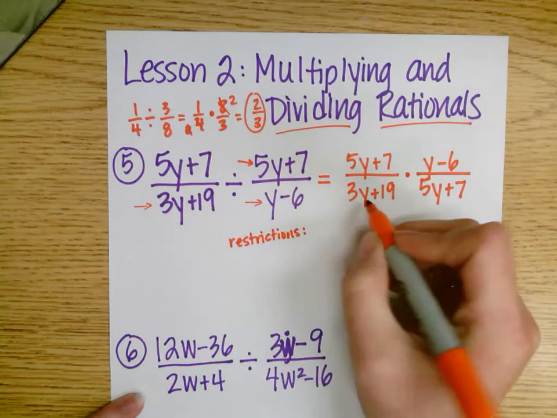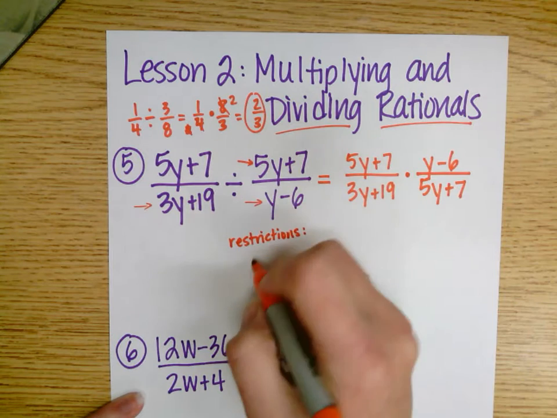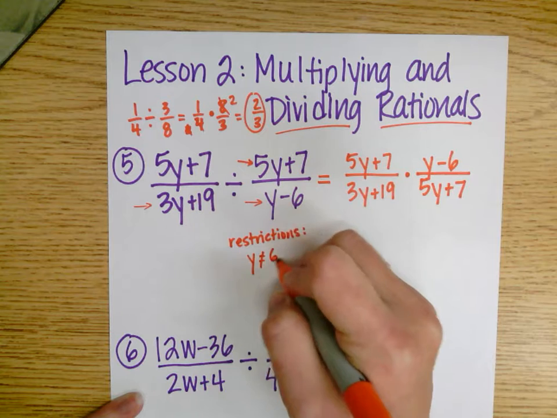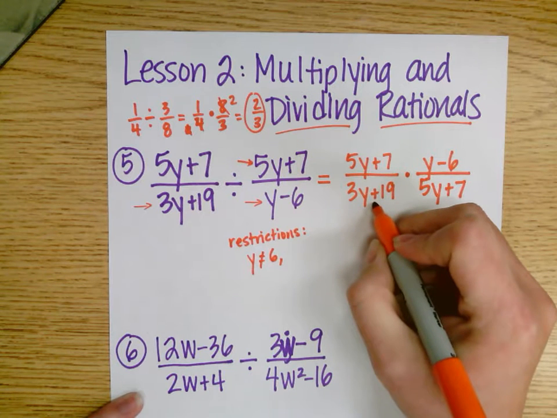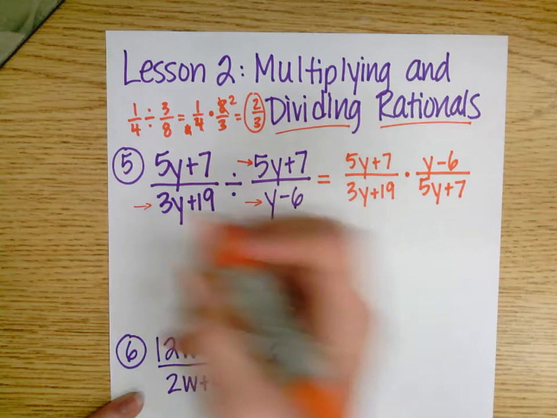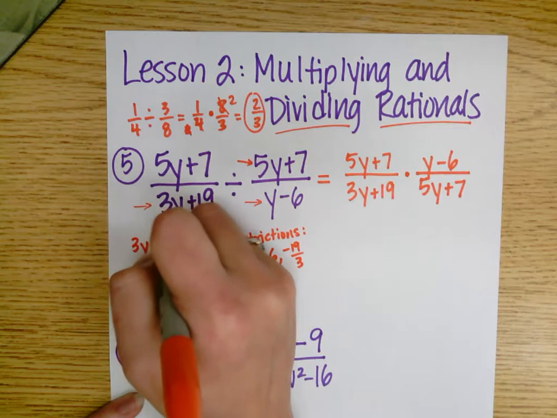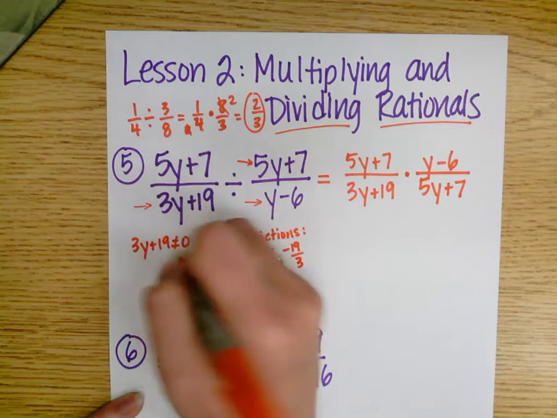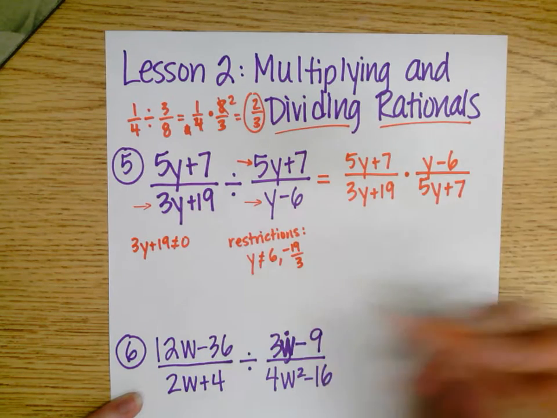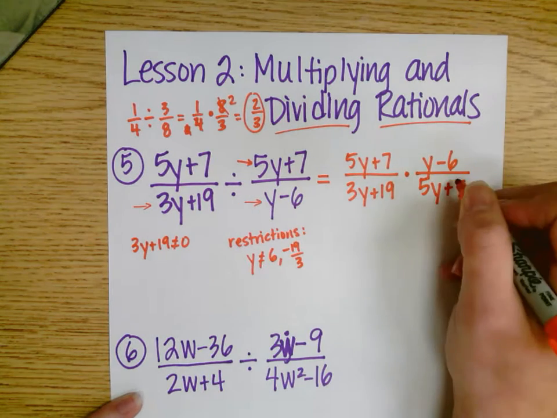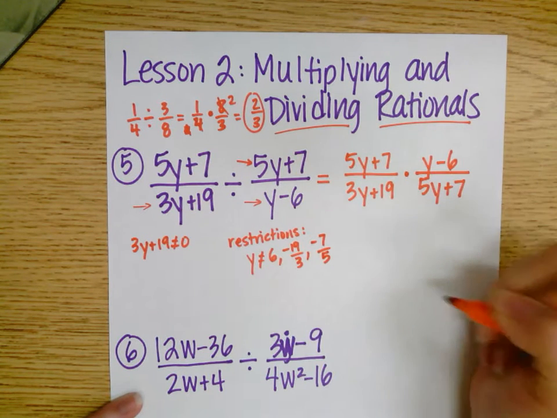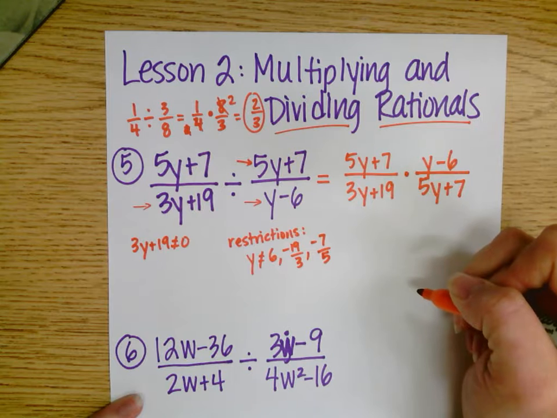Alright, so here, we might need a little bit of work, but here, y, actually this one's going to be easiest, y is not allowed to be 6. Here I would have to subtract 19 and divide by 3, so it's not allowed to be negative 19/3. And if you want to know what I just did, I just solved this for y in my head by subtracting 19 and dividing by 3. Then for this one, subtract 7, divide by 5, so we're not allowed to have negative 7/5. Sometimes these restrictions are not very pretty, but we still have to state them.